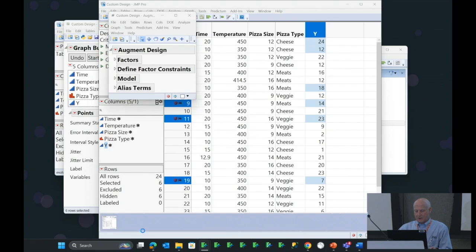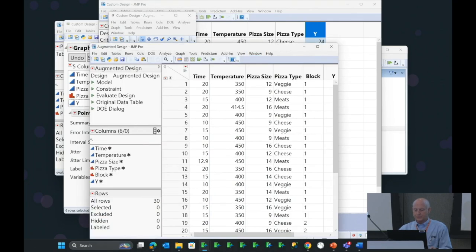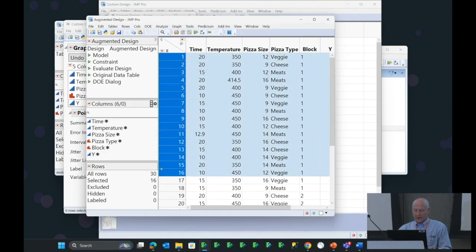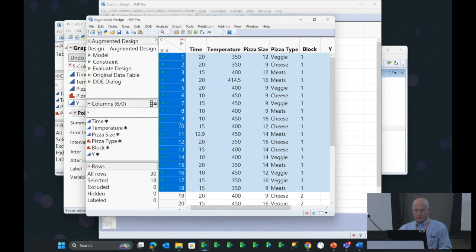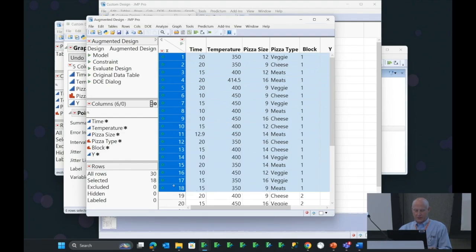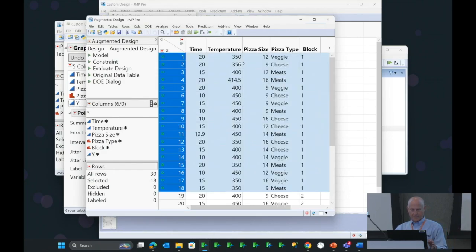And here we go. And so we'll click Make Table. And now I'm going to take the first ones and make those green. Maybe make them circles. And oops. Did I just delete them? Yep. Control Z will back you up.